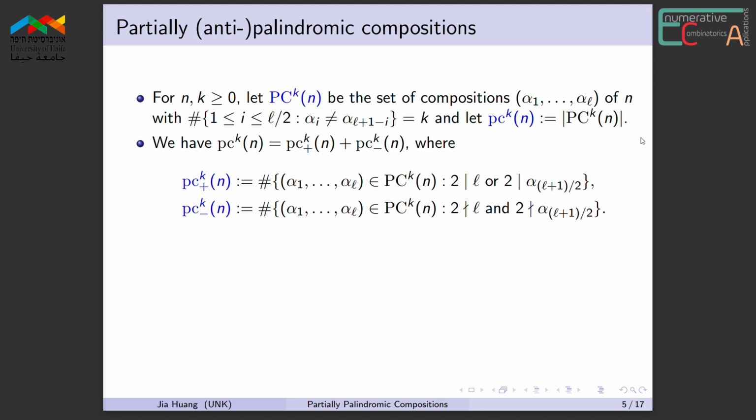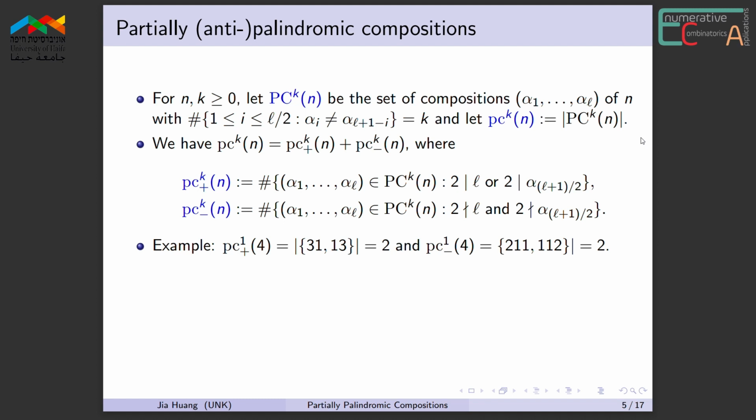And if a composition violates the palindromic condition k times, and also has an odd middle part, then we let pc_k minus of n count such kind of composition. And this way we can refine pc_k. For example, pc_1 plus of 4 is 2 because there are two compositions, 3,1 and 1,3, that both violate the palindromic condition once, and they don't have a middle part.